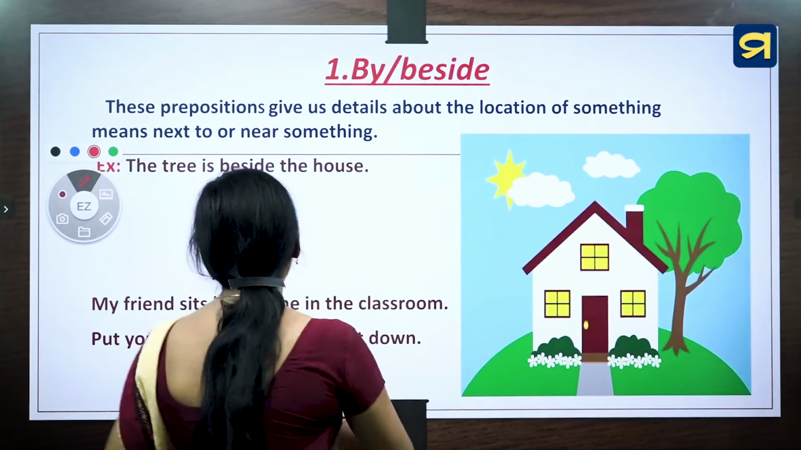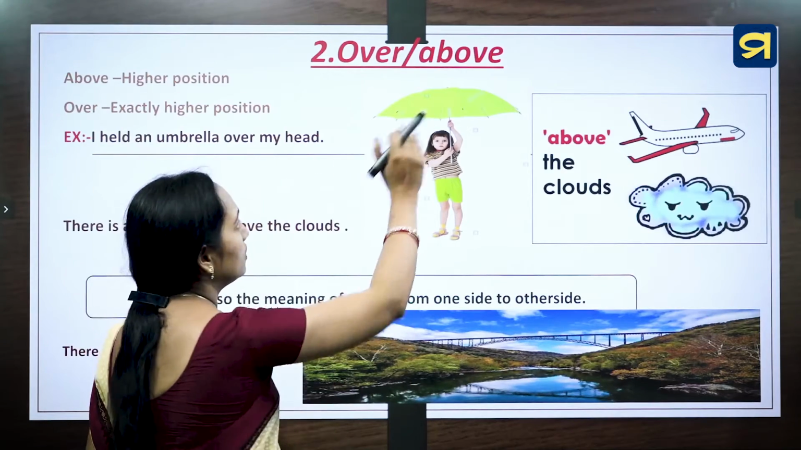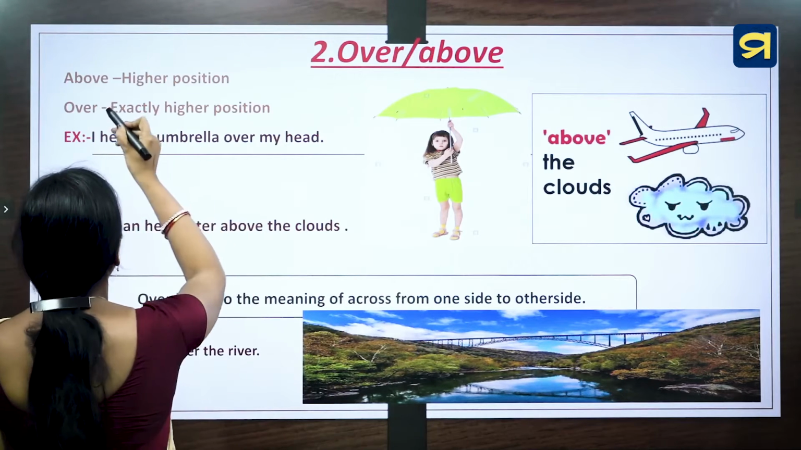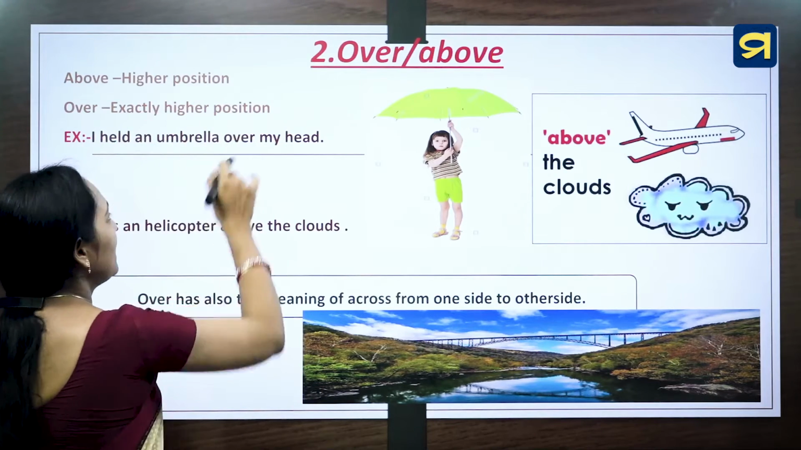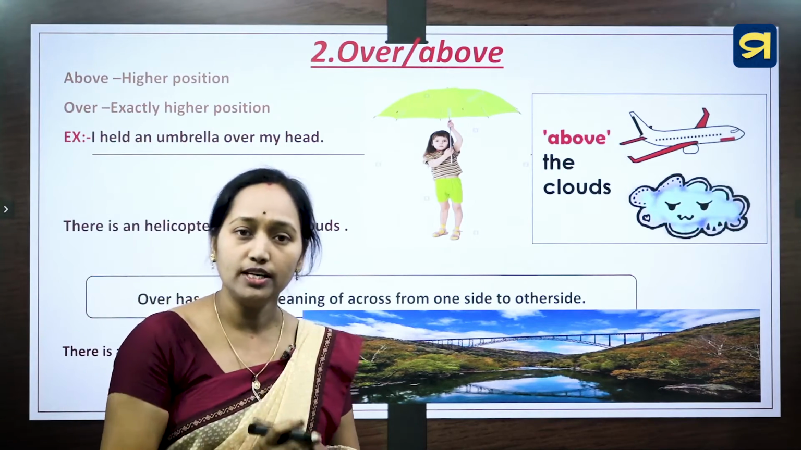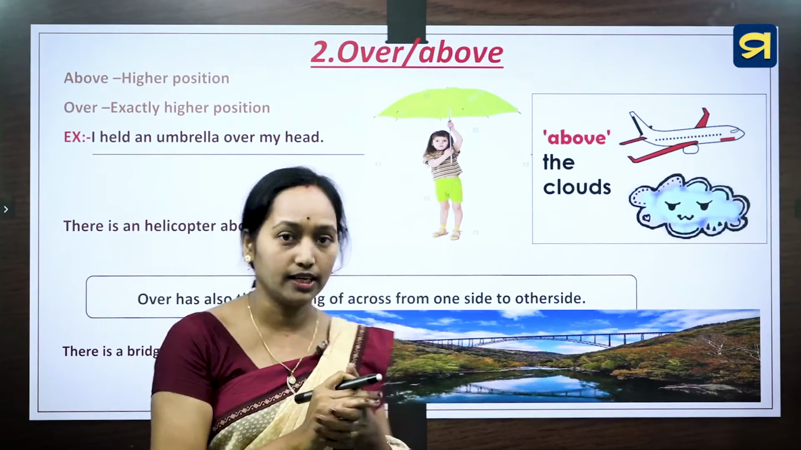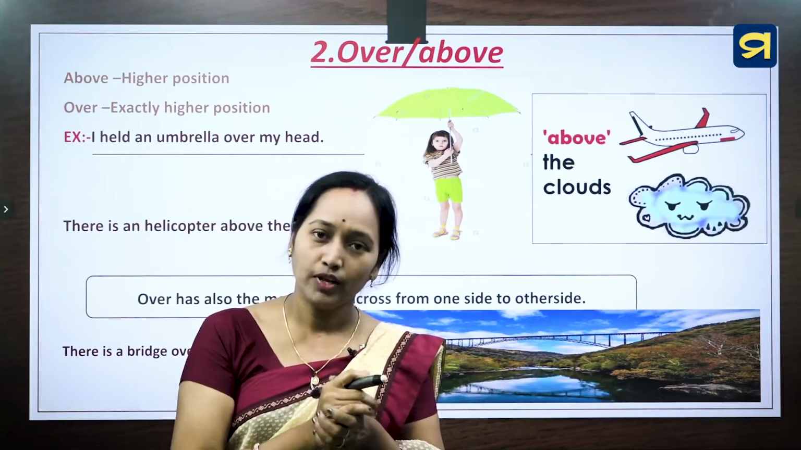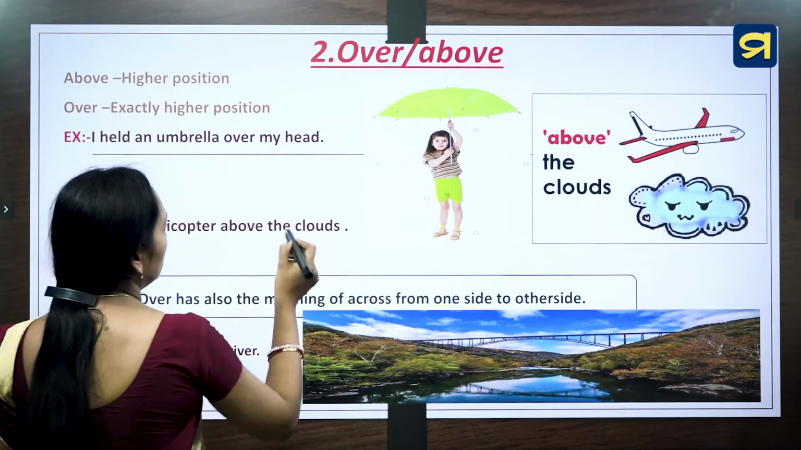Okay. Next, over or above. Above means a higher position. Over means exactly higher position. So students, both these prepositions indicate the same meaning, that is, a higher position. But there is a little bit of difference. Now take for example, I am going to draw a picture.